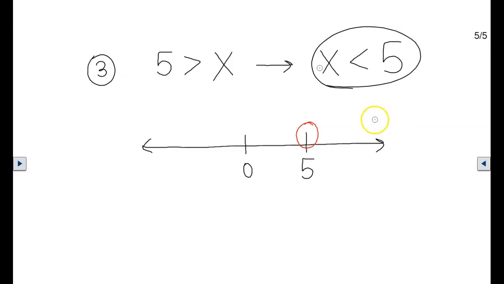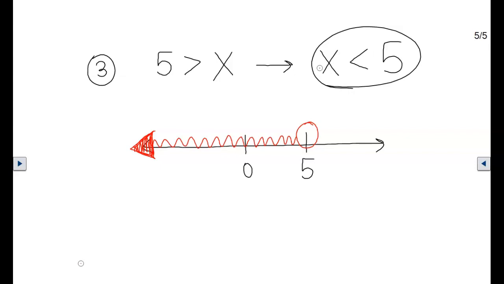And then we want to shade in all of the x's that are smaller than 5. Those are found to the left. So I would start out here at 5. I would shade all the way to the left. And then I would fill in my arrow to show that that keeps going.